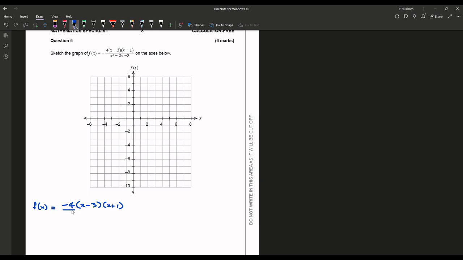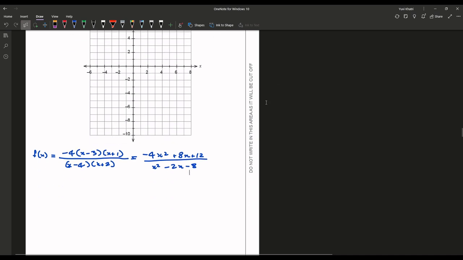So that's the numerator, which is already factorized. And the denominator is going to be x minus 4 times x plus 2. And then I also like to write everything expanded. So the numerator is going to be x squared plus 8x plus 12. Denominator is going to be x squared minus 2x minus 8.